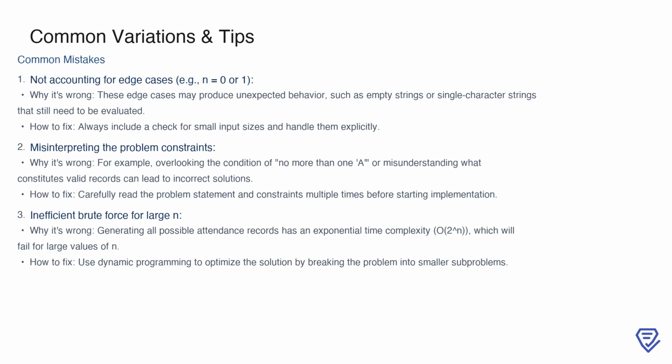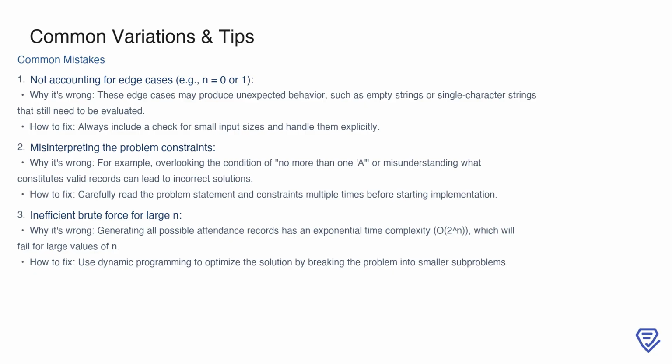One common mistake when solving this problem is not accounting for edge cases, such as when n equals 0 or 1. These cases can produce unexpected behavior, like empty strings or single-character strings, which must still be evaluated. To address this, it's essential to explicitly check for these small input sizes and handle them appropriately in your code.